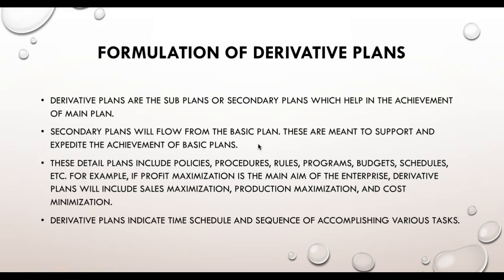These detailed plans include policies, procedures, rules, programs, budgets, schedules. For example, if profit maximization is the main goal of the organization, these plans will include sales maximization, production maximization, and cost minimization. So these plans indicate the time schedule and the sequence of accomplishing the various tasks.